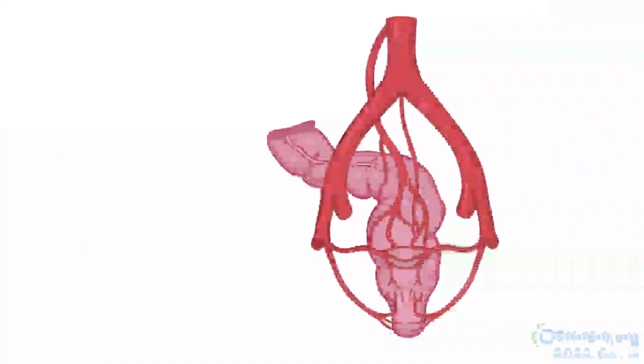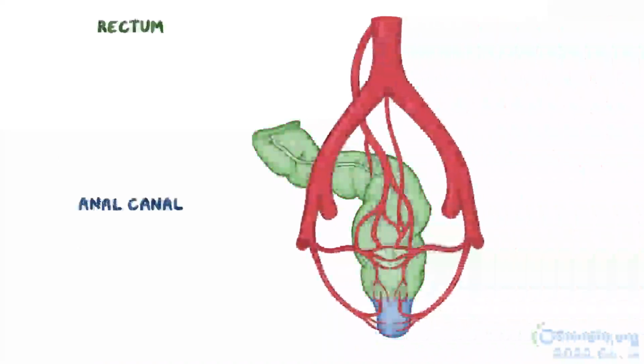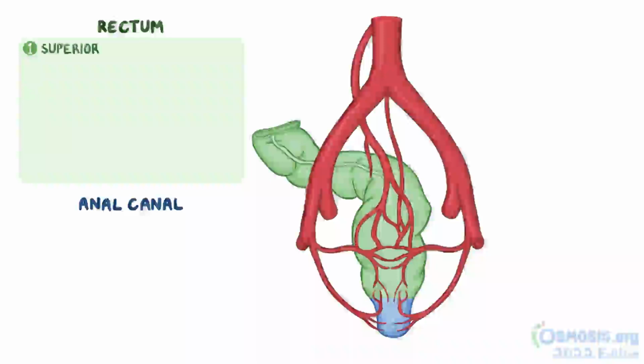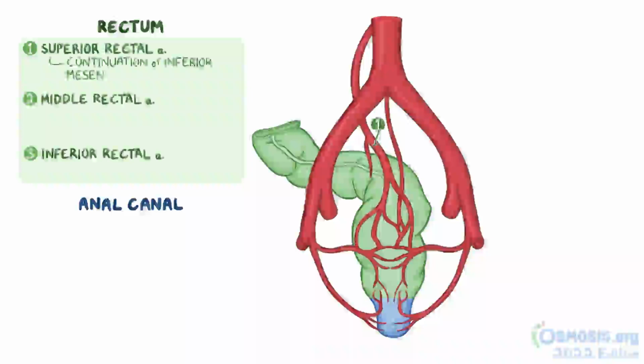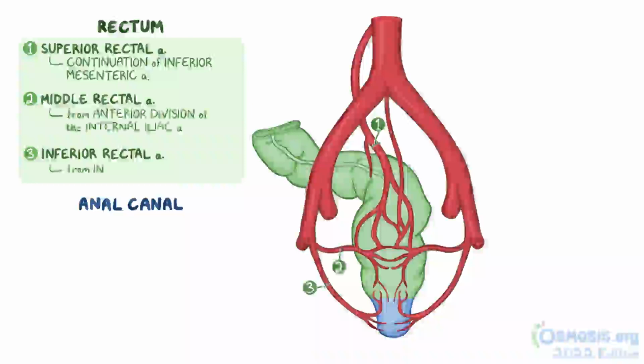Finally, let's look at the blood supply to the rectum and the anal canal, which form the terminal parts of the gastrointestinal tract. The rectum is supplied by three main arteries called the superior, middle, and inferior rectal arteries. The superior rectal artery is the continuation of the inferior mesenteric artery, a direct branch of the abdominal aorta. The middle rectal artery arises from the anterior division of the internal iliac artery. Finally, the inferior rectal artery arises from the internal pudendal artery. The three rectal arteries may all anastomose with each other.